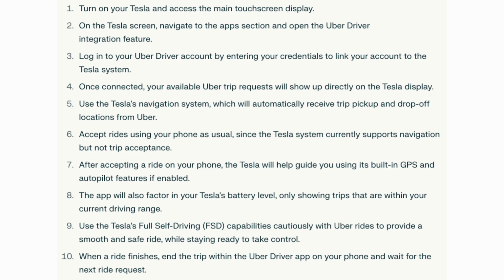After accepting a ride on your phone, the Tesla will help guide you using its built-in GPS and autopilot features if enabled. The app will also factor in your Tesla's battery level, only showing trips that are within your current driving range. Use the Tesla's full driving capabilities cautiously with Uber rides to provide a smooth and safe ride while staying ready to take control.